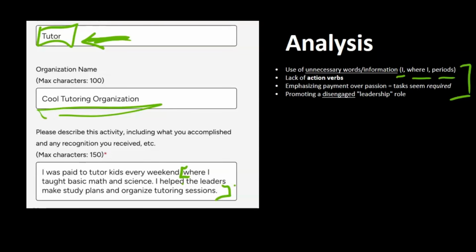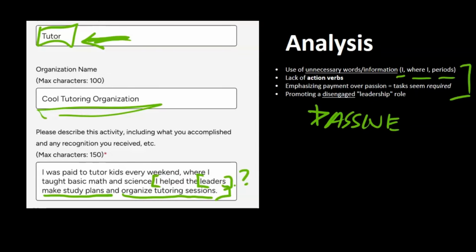And so that can really hurt you and paint you in a bad light. The last one is promoting a disengaged leadership role. This is what I like to call passive language. This sentence right here: "I helped the leaders make study plans and organize tutoring sessions." All this right here, make study plans and organize tutoring sessions, that's not you. This is the leaders, whoever they are.